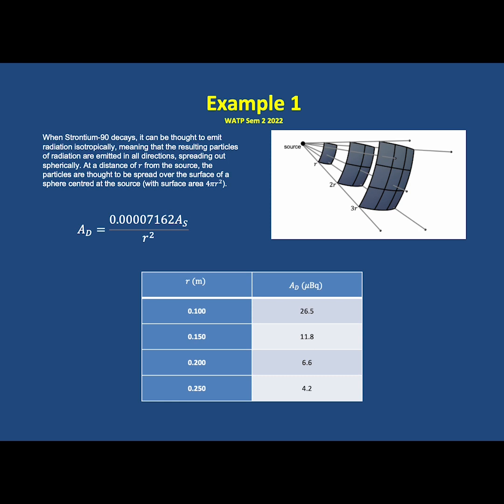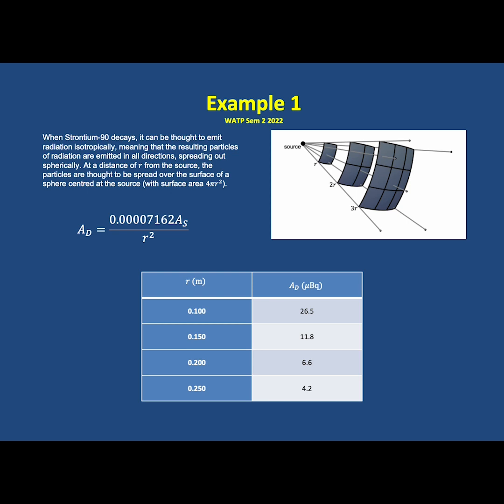The background theory behind the example is not really that important. All that matters is that we have activity data, that's radioactivity data, represented by A subscript D in microbecquerels, and we have distance data, which is in meters. The background theory for this example is to do with nuclear physics, and it talks about the readings taken from a Geiger counter at different distances from a radioactive source.